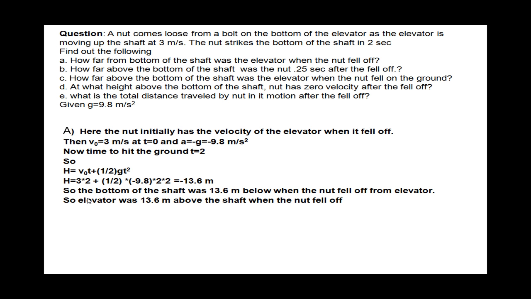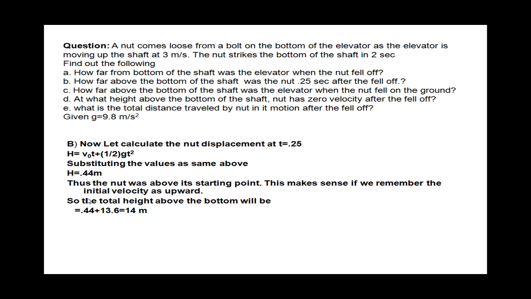Okay, let's come to the second question: how far above the bottom of the shaft was the nut 0.25 seconds after it fell off? This is quite simple. We know the initial velocity and time, and we need to find the height. So you can again use the second equation, h equals ut plus half at squared, substituting the values as above, and we get h equal to 0.44 meters. That shows the nut was above the initial point. Since the nut has an initial upward velocity, it will move up a certain height and then fall. So the total height above the ground is 0.44 plus 13.6.